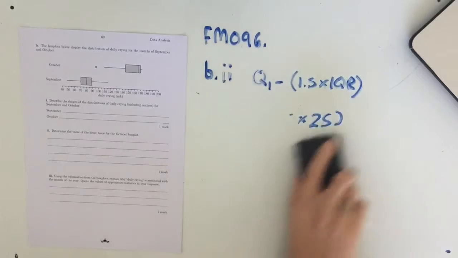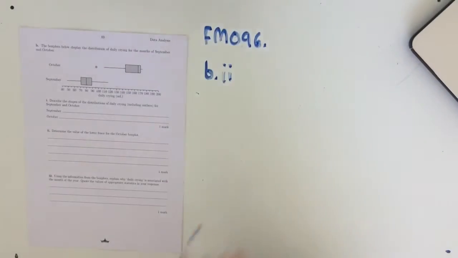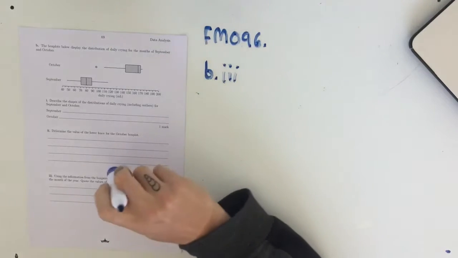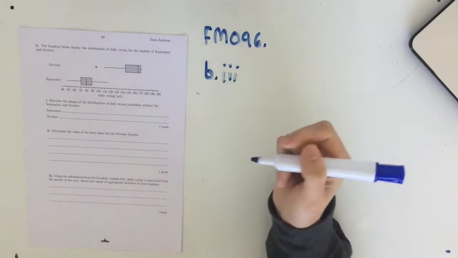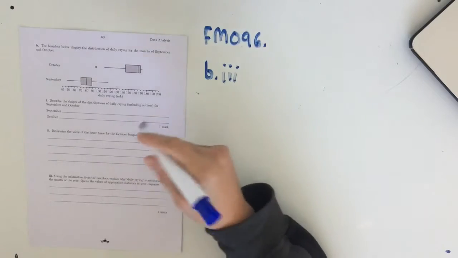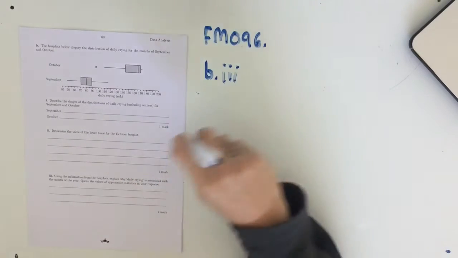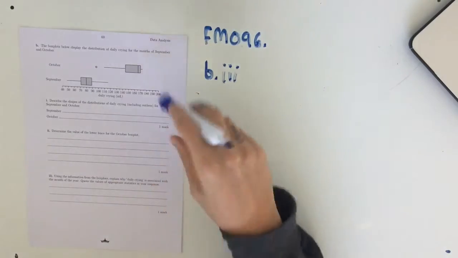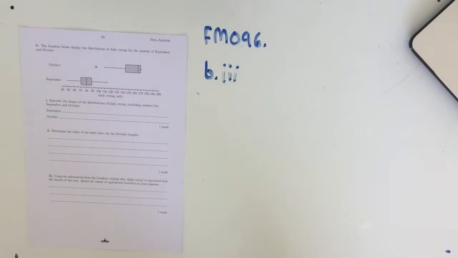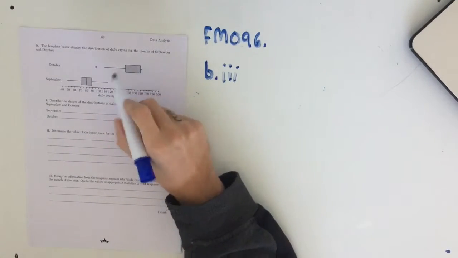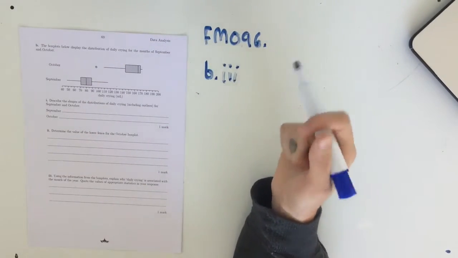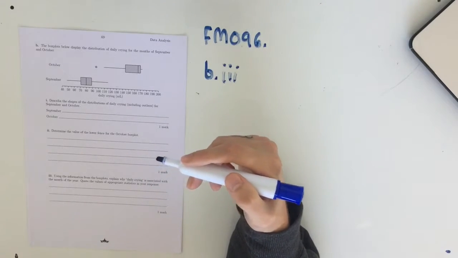Cool. Now, going on to III. Using the information in the box plot, explain why daily crying is associated with the month of the year. Quote the values of appropriate statistics in your response. So guys, whenever they say quote values of appropriate statistics, they're either asking for the interquartile range changing over time, or for the change in median over time. I like to use median unless the median is the same. That's the only time I'll use interquartile range.